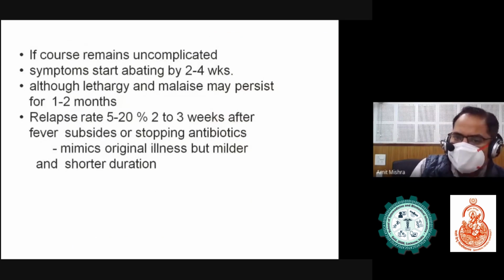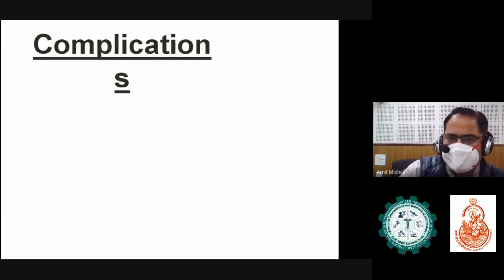If the course remains uncomplicated, the symptoms start abating by 2 to 4 weeks, although lethargy and malaise may persist for 1 to 2 months. The relapse rate is 5 to 20%, 2 to 3 weeks after the fever subsides or after stopping the antibiotics. The relapse mimics the original illness but is milder and of shorter duration. So we can see the relapse can be seen in 5 to 20% of cases after stopping the antibiotics. What are the complications?